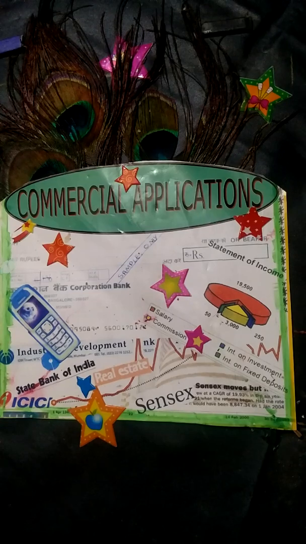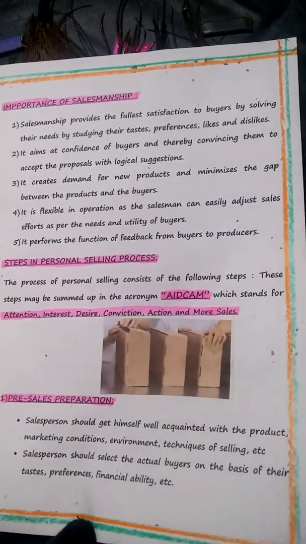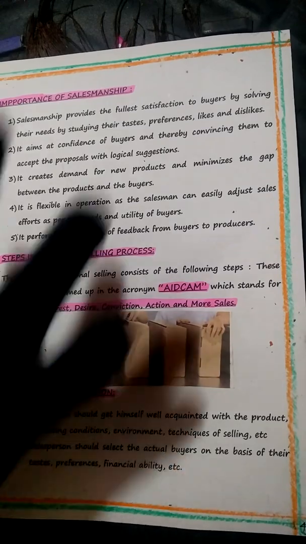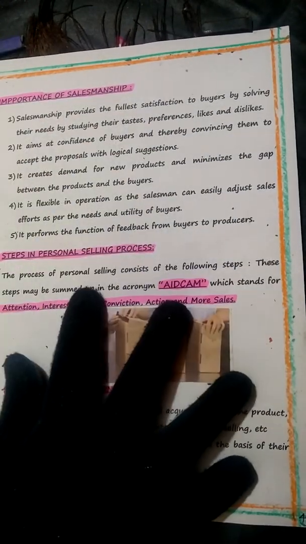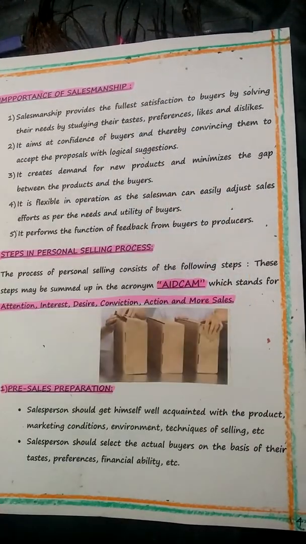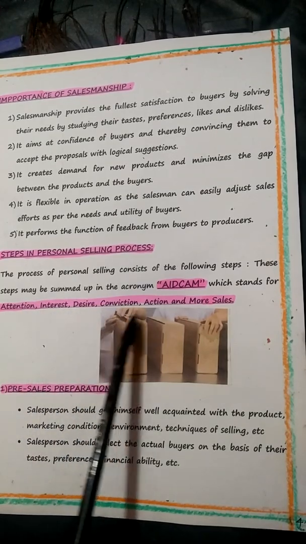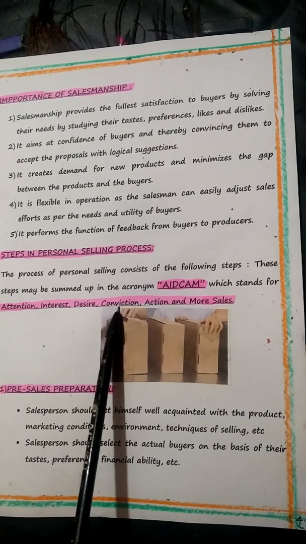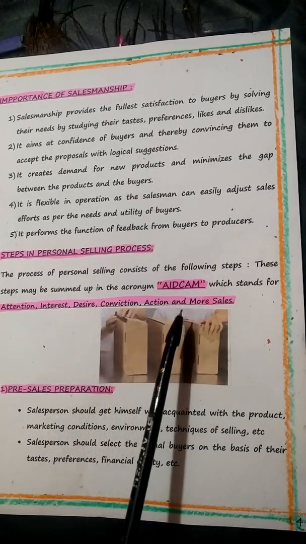Steps in the personal selling process. The personal selling process includes one acronym called AIDCAM. AIDCAM is an important acronym in the selling process, personal selling process or salesmanship, which stands for attention, interest, desire, conviction, action, and more sales. Conviction. Other words are all easy to understand, children.